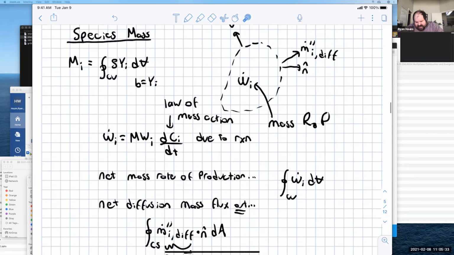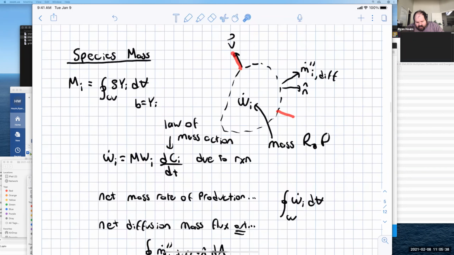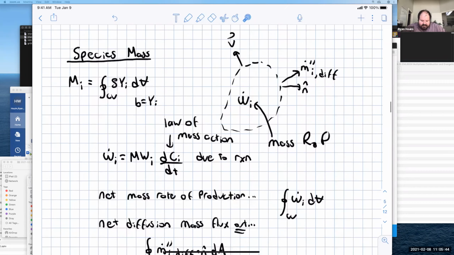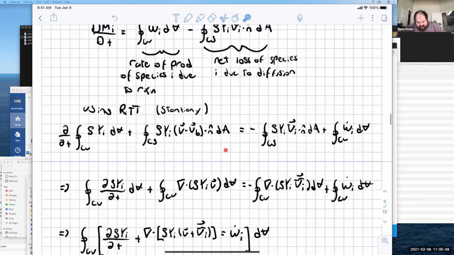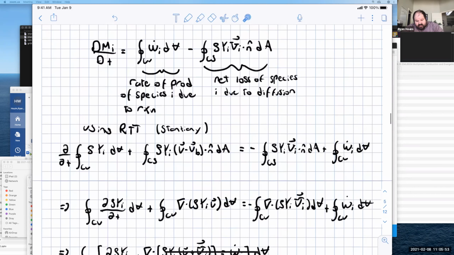If we have net flow going through the surface like we do here, there is species mass that is also being carried with the fluid. This term here, and these two terms here, directly came from the RTT, and now I need to set it equal to the right-hand side. So we have to account for the diffusion mass flux out and the chemical reactions.